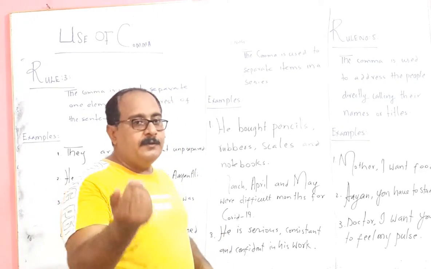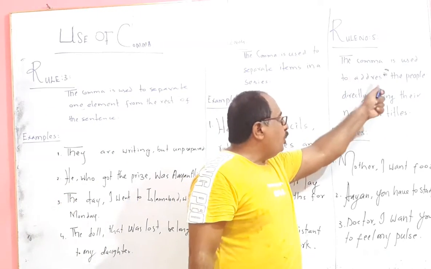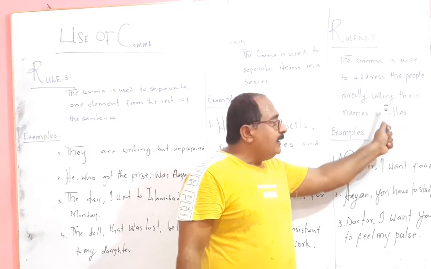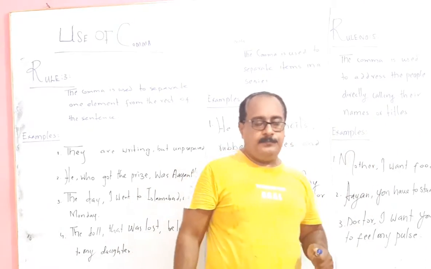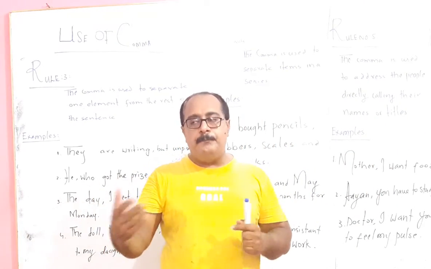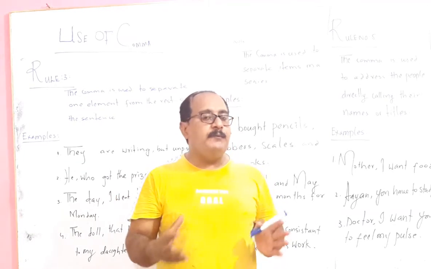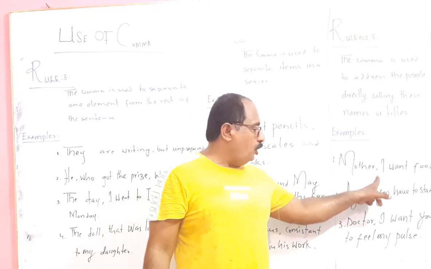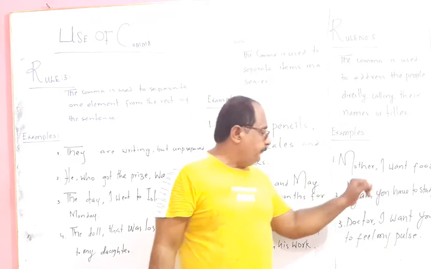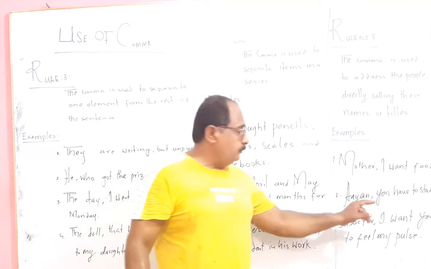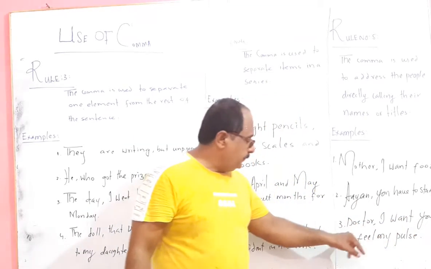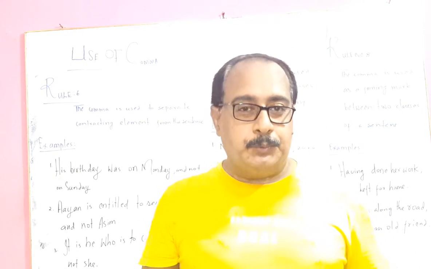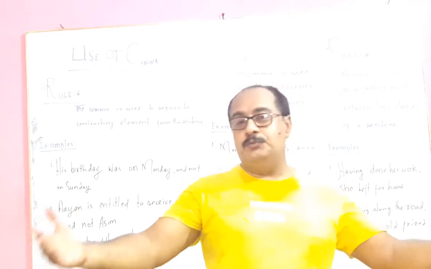Moving to rule number 5. It says, the comma is used to address people directly, calling their names or titles. When we address somebody, we make them pay attention to us, then we are supposed to use a comma in writing. For example, mother, I want food. Second, Ayan, you have to study. Doctor, comma.